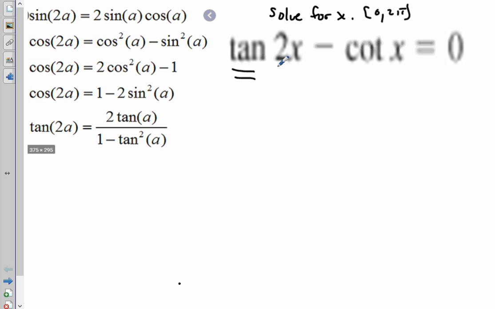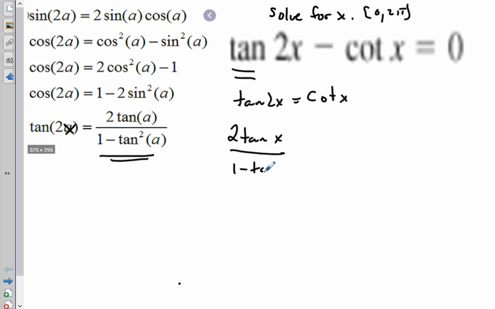So what we have right here is tangent of 2x, and we have cotangent. Well, the first thing I'm going to do is take this and put it to the other side. I'm just going to add it to the other side to make it a little bit easier. Then I'm going to take this portion right here and use this double angle formula to help us solve for this. So we're going to use a little substitution: 2 tangent of x over 1 minus tangent squared of x equals cotangent of x.